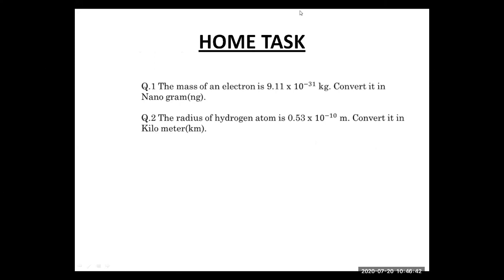Now students, your homework will be: the mass of an electron is 9.11 multiplied by 10 raised to the power minus 31 kg. Convert it into nanograms. Now the next one: the radius of a hydrogen atom is 0.53 multiplied by 10 to the power minus 10 meter. Convert it into kilometers. So just take the screenshot.